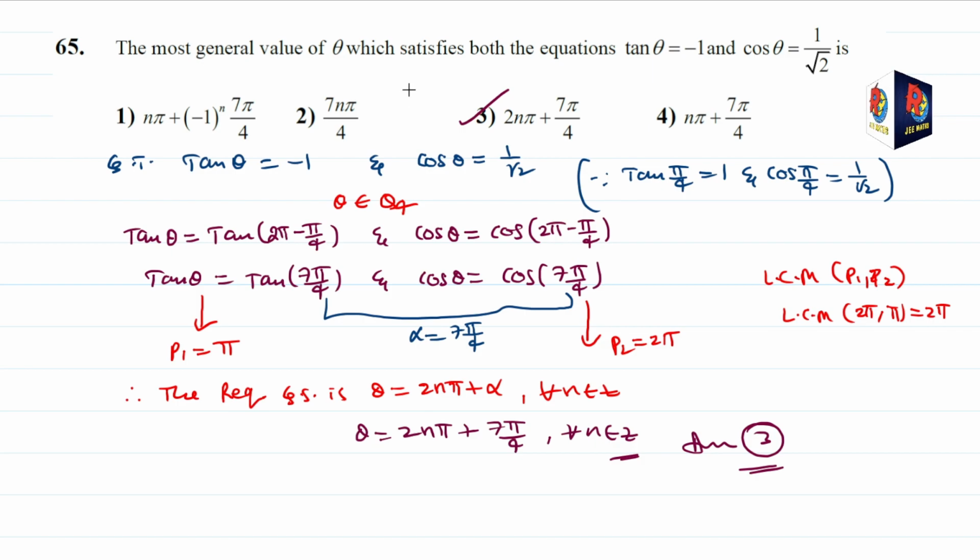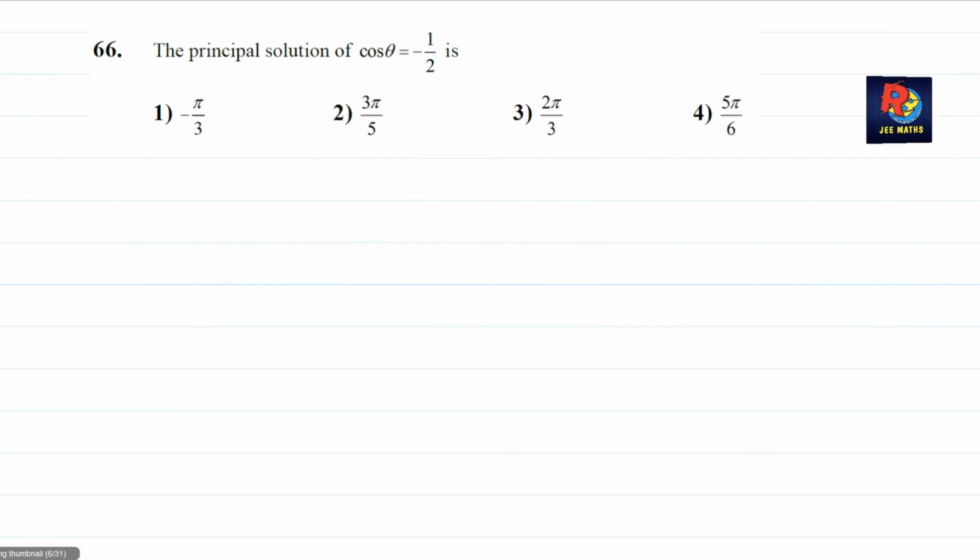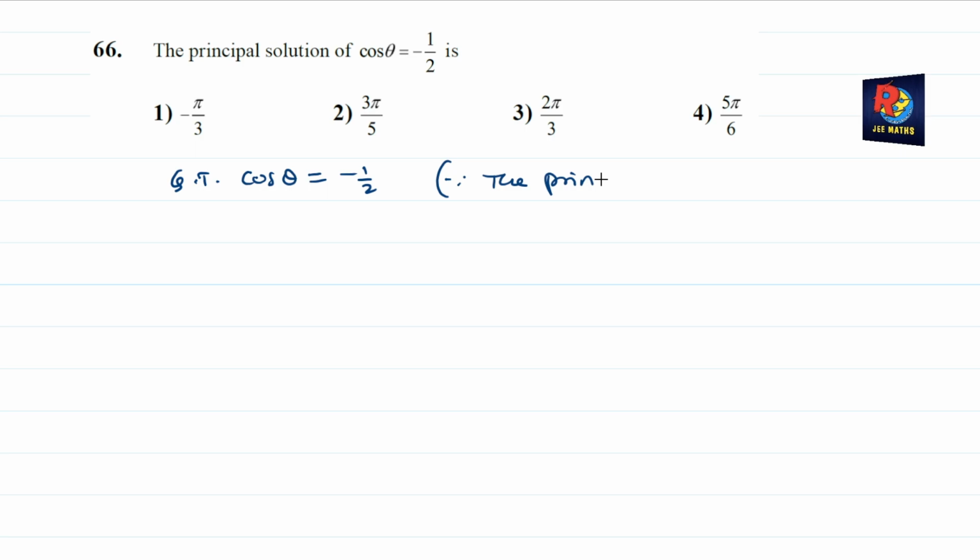This is the 65th one. Now the 66th. If you go for the 66th one, here you can observe this better. Given that cos theta value equals minus 1 by 2. And before writing the principal solution, you need to remember that the principal value of cos theta is 0 to pi, we need to take.